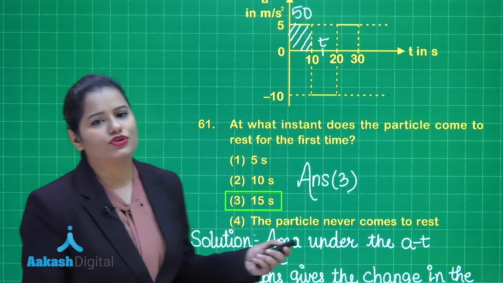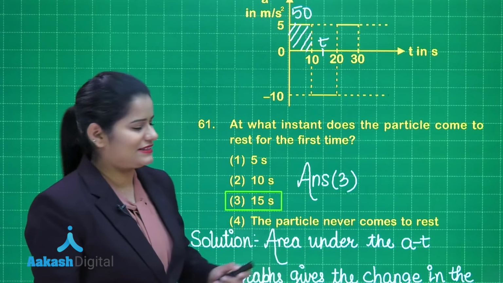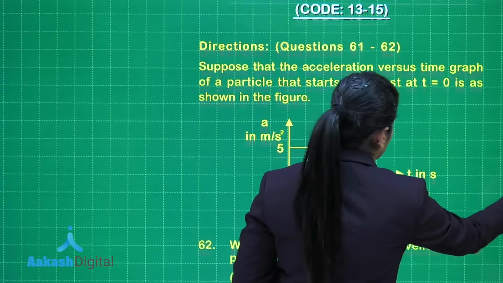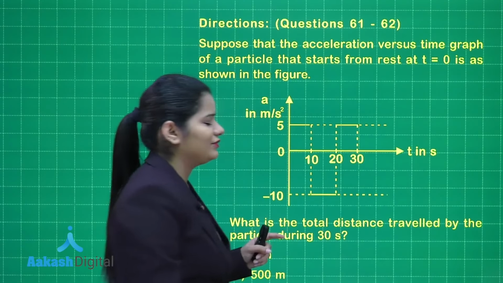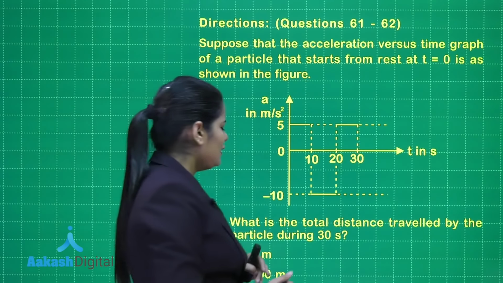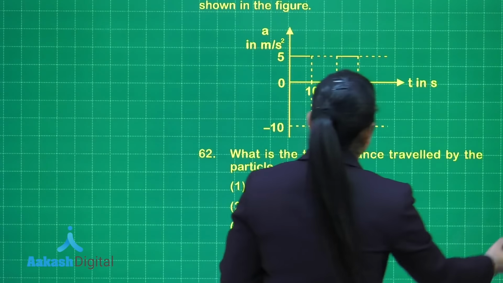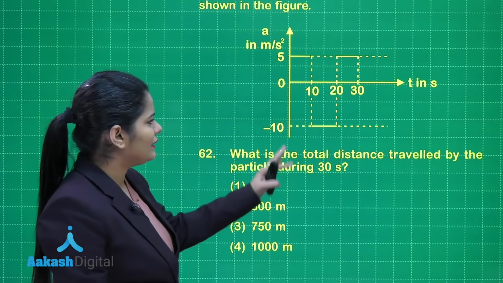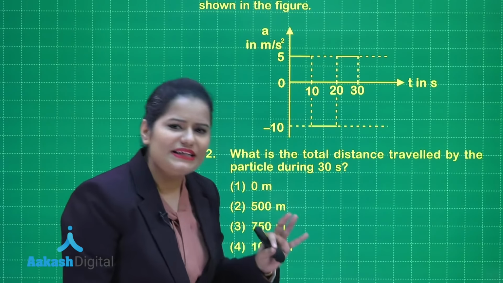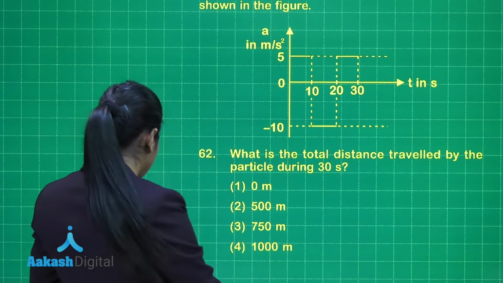Now let's have a look at question number 62. This question is based on the same acceleration time graph that we discussed in the previous question number 61. This question says, what is the total distance travelled by the particle during the given 30 seconds. Now this question becomes very easy if you just draw the v-t graph.